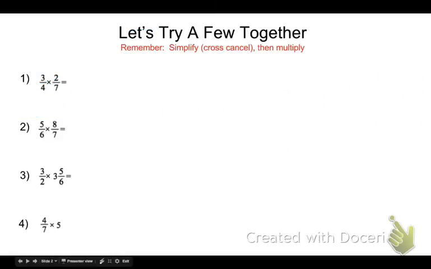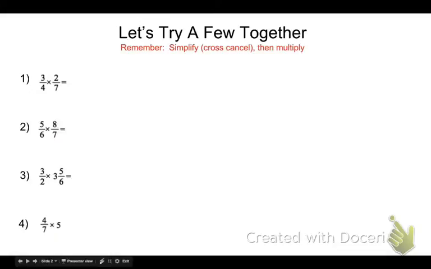Let's look at example number 2. I'm going to look to see if I can cross-cancel first. I cannot cross-cancel 5 and 7, but I can cross-cancel the 8 and 6. So again, I'm thinking of a factor that 8 and 6 have in common. I know they're both even numbers, so I know they have 2 in common. But if I can think of a higher number, I will.